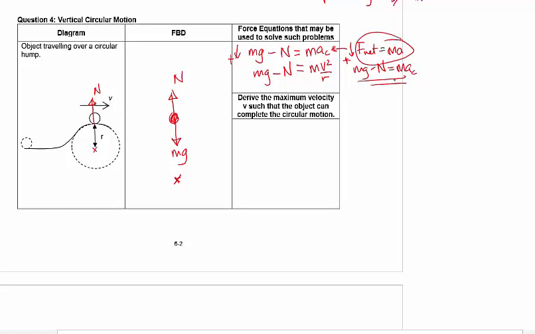Derive the maximum velocity such that the object can complete the circular motion. If we look at the mathematics, if I want v to be maximum, then N must be 0, so that this term can be maximum. Therefore mg equals mv squared over r, where v is max. And m can cancel, so I can write v max squared equals rg. So v max equals the square root of rg. This is the answer.